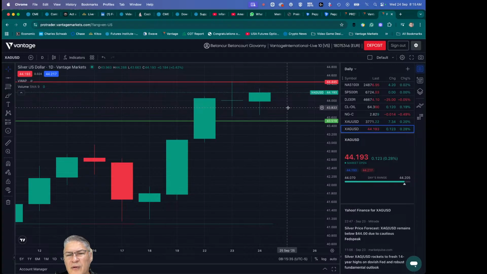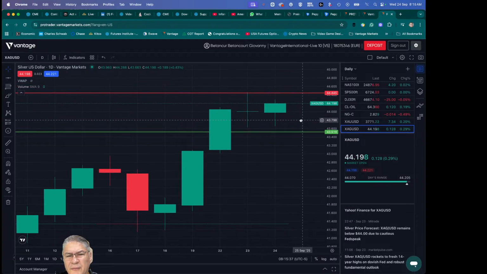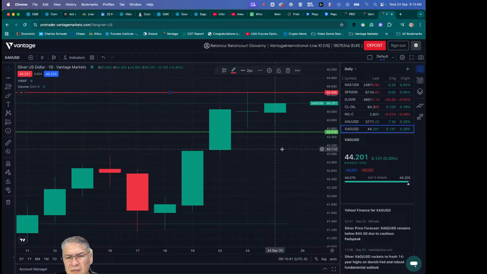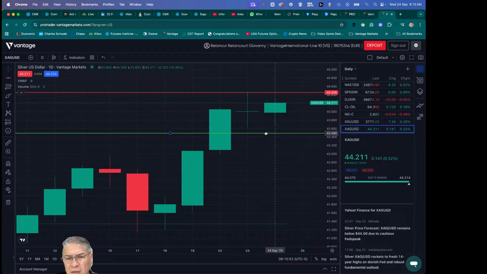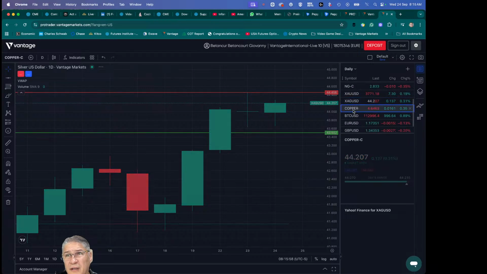Okay, now we're looking at silver. So we're gonna use yesterday's swing high as a possible level of resistance. And so far today, we actually came and met yesterday's low. So I'm actually going to use 45, looking to go long the market.